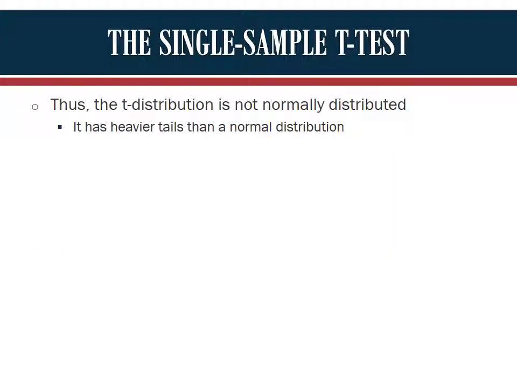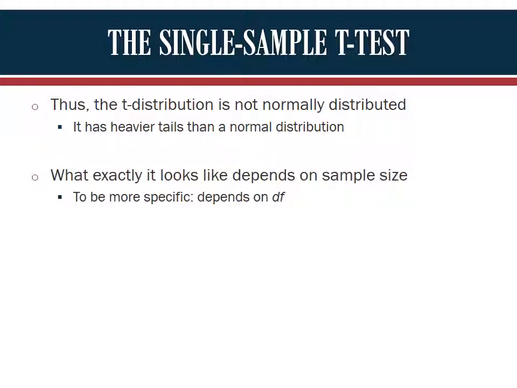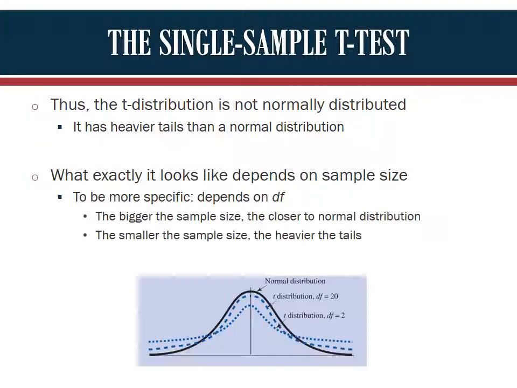All right, so all of this means, again, right, that the t-distribution is not normally distributed because it has heavier tails than a normal distribution. So we talked about how what exactly it looks like depends on sample size. To be more specific, it depends on degrees of freedom. So the bigger the sample size, the closer to a normal distribution, whereas the smaller the sample size, the heavier the tails get. So this is that problem with the t-distribution.